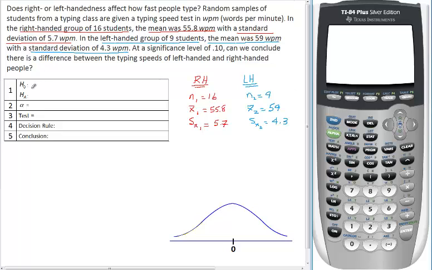So the null hypothesis and alternate hypothesis. Look at the phrase, is there a difference between the typing speeds of left-handed or right-handed people? So if I look at that phrase, when we talk about the difference, are the means not equal? Okay? So in this case, obviously I'm using right-handed people to be mu1, left-handed people to be mu2, and I'm saying therefore, is there a difference between them? Mu1 not equal to mu2.